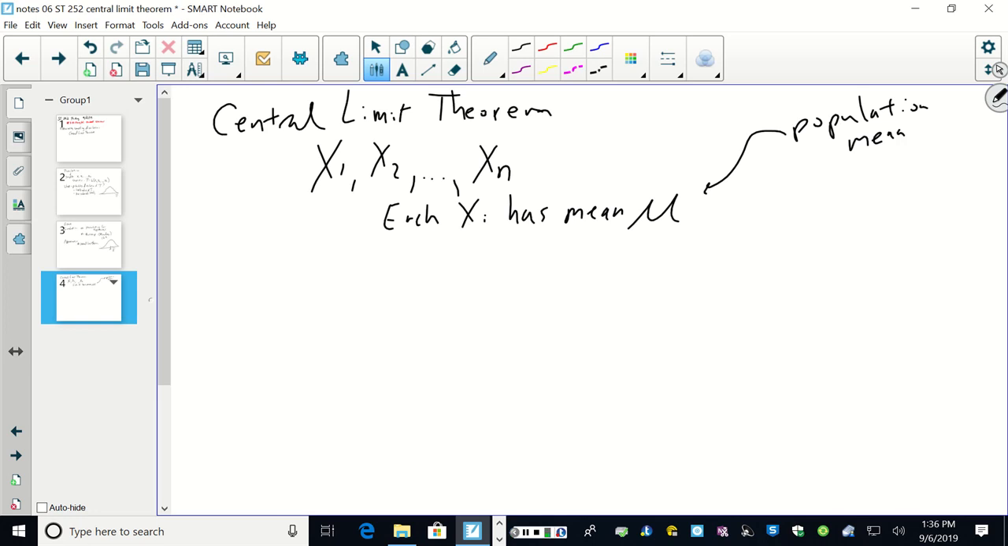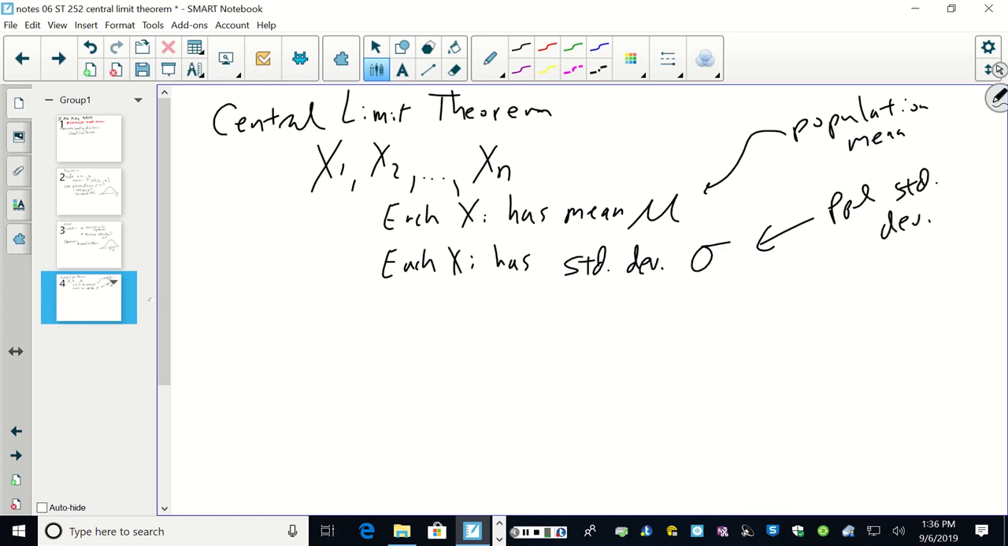So as you randomly sample one observation, it's sampled from some population that has that mean. Each xi has a standard deviation sigma. So that's like the population standard deviation, a little bit of abbreviation there.